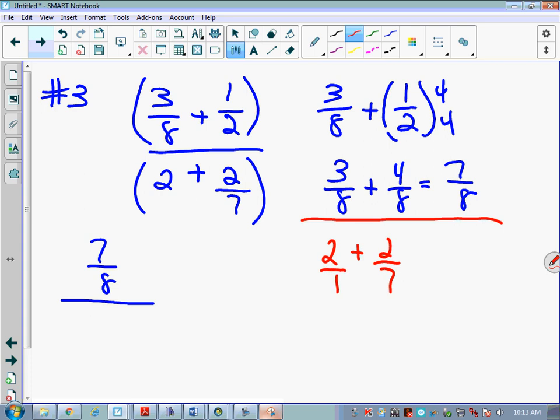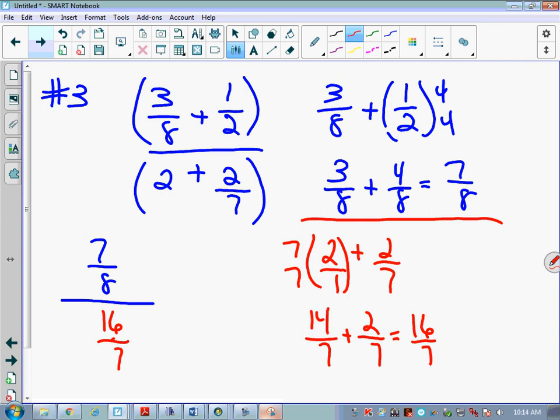Now I have two fractions where I need to get a common denominator. What's the common denominator here? 7. What do I have to do that? Multiply 2 over 1 by 7 over 7. Okay, 7 times 2 is 14, so I'm getting 14/7 plus 2/7 is what? 16/7. So I have 7/8 divided by 16/7.